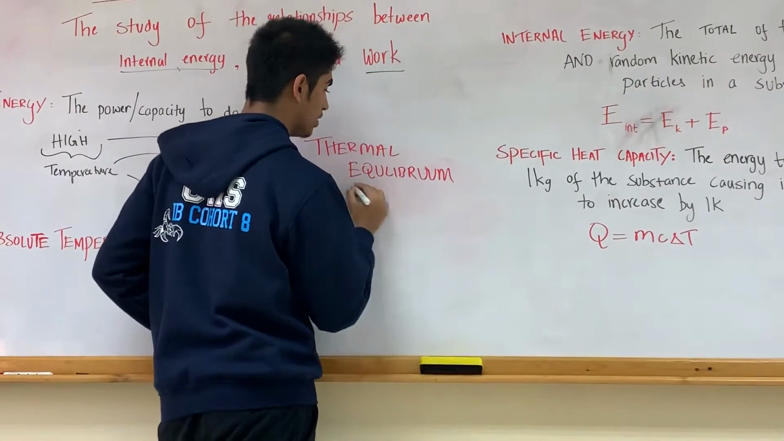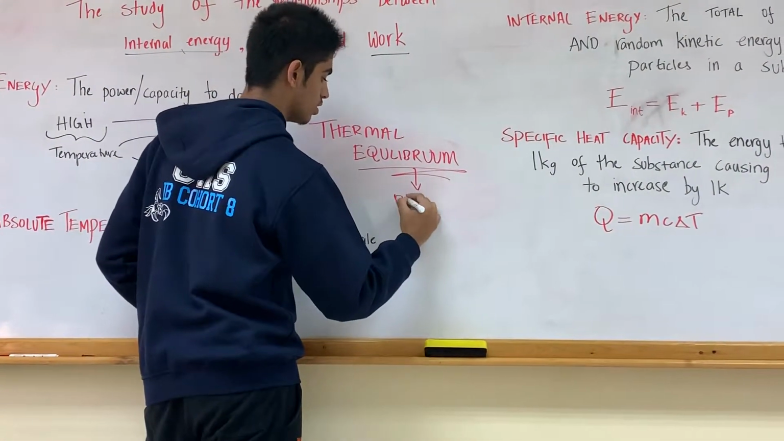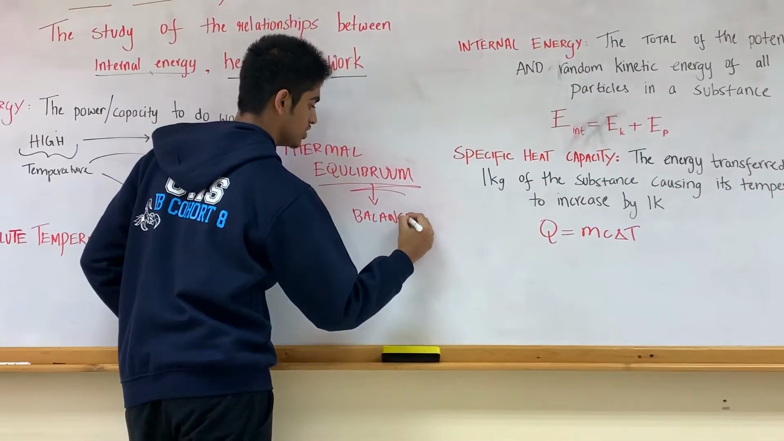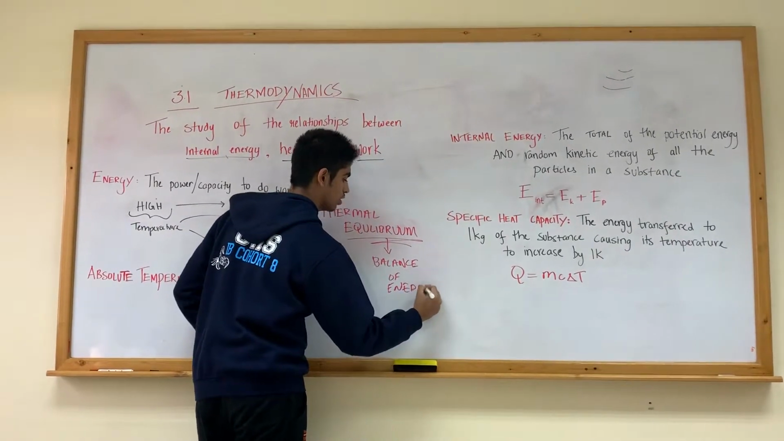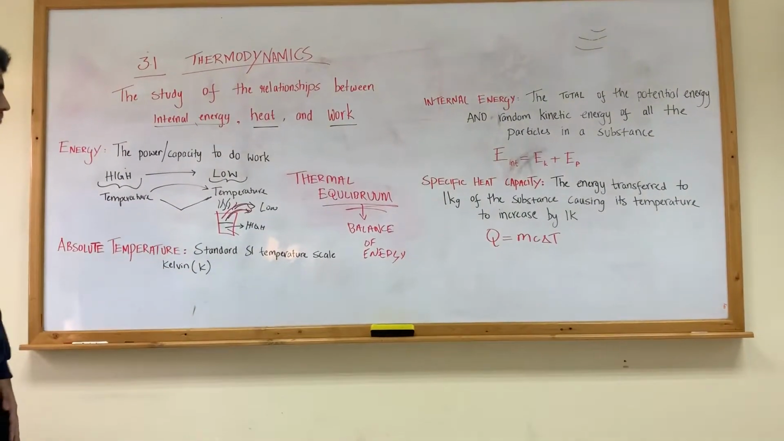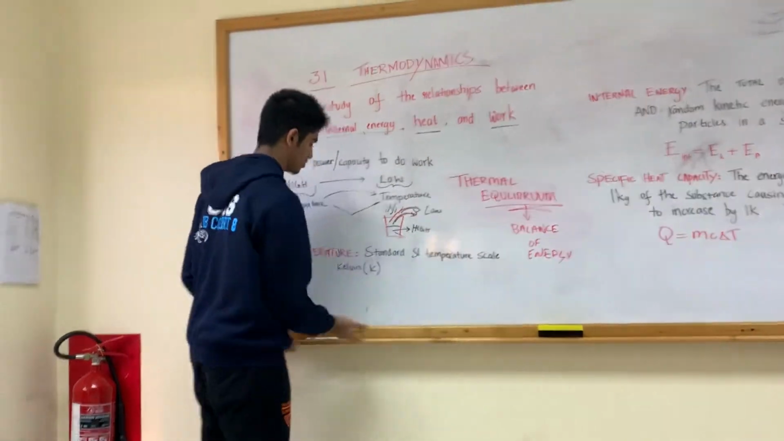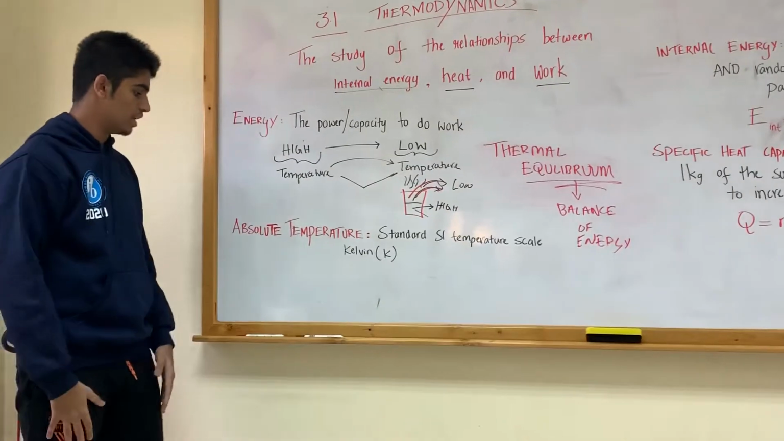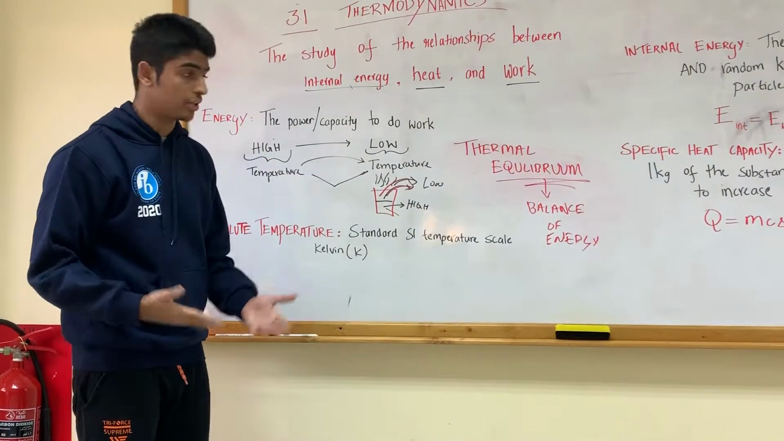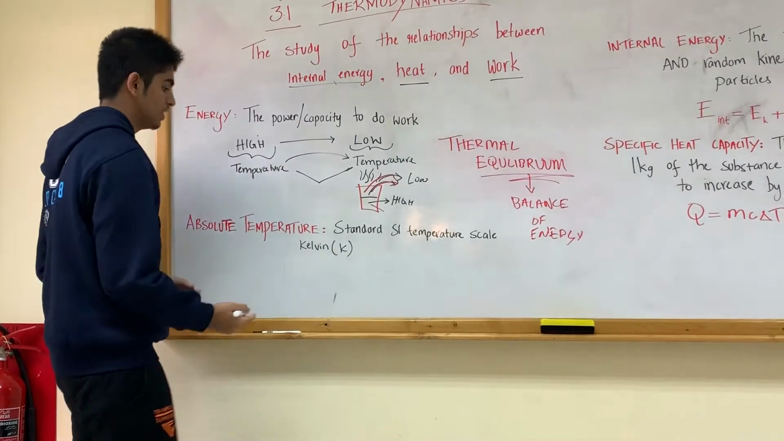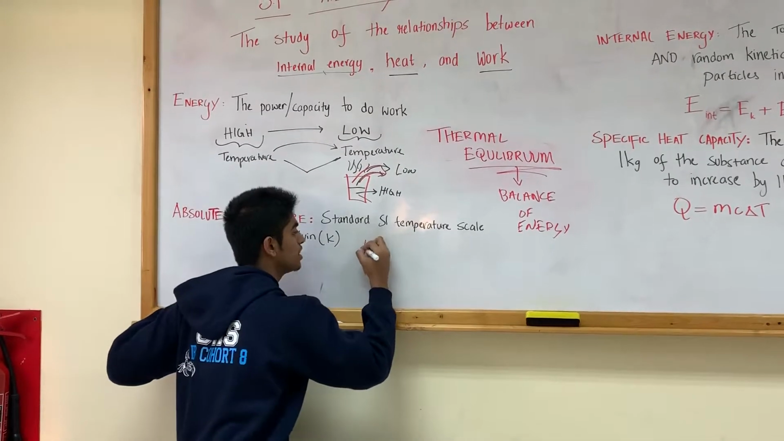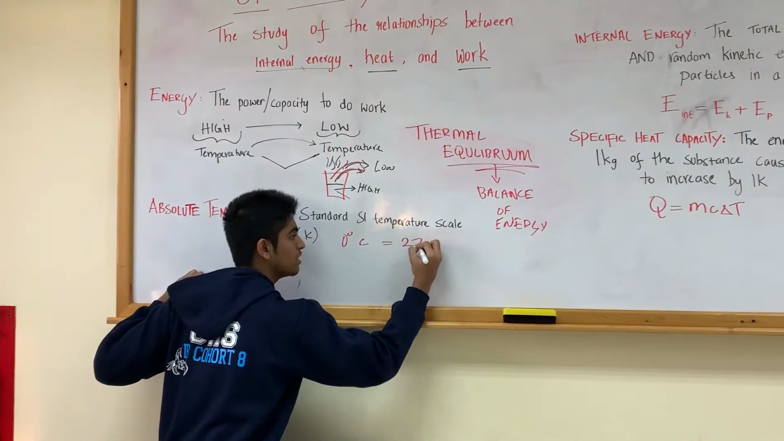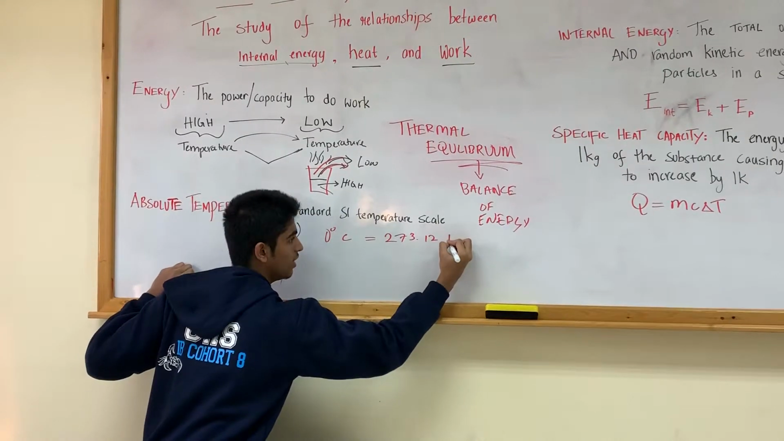Equilibrium itself means balance. So, balance of energy equals thermal equilibrium. Easy. Temperature is measured on the standard SI temperature scale, in Kelvin. Well, Kelvin, not everyone's familiar with it, but we must be aware that Kelvin is a scientific measure of temperature. And 0 degrees Celsius is equal to 273.12 Kelvin.